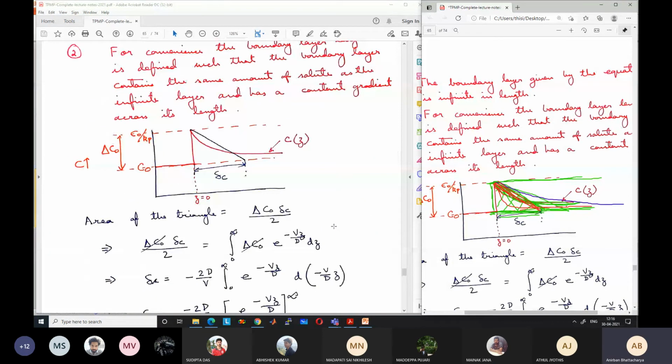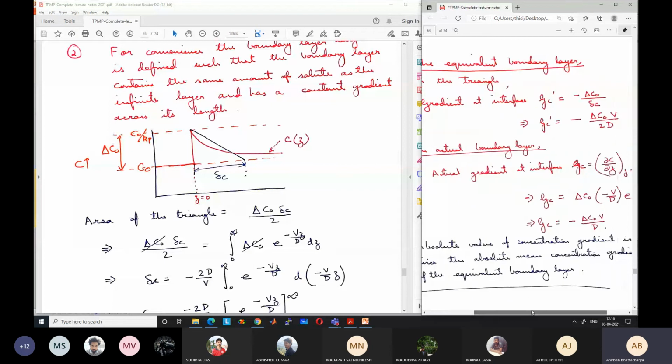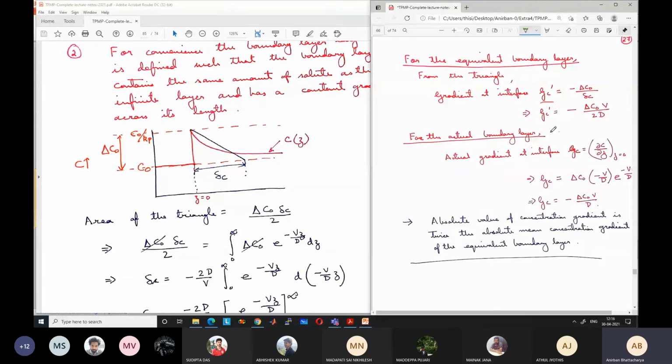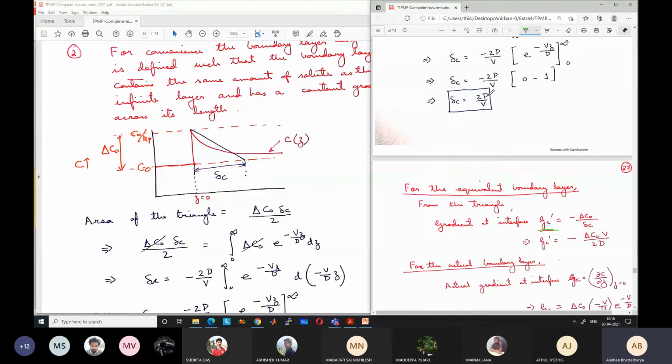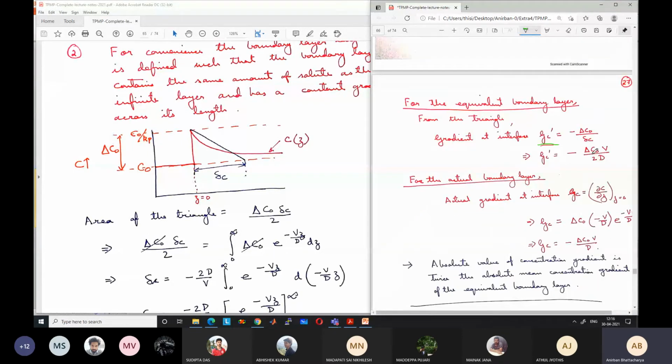the gradient at the interface, let us call this GC dash. This is basically the slope of this line, which is minus delta C0. It's a negative slope, so minus this length by this length, minus delta C0 by delta C. If I put the value of delta C as 2D by V, we get GC dash equal to minus delta C0 into V by 2D. This is the gradient of the triangle.